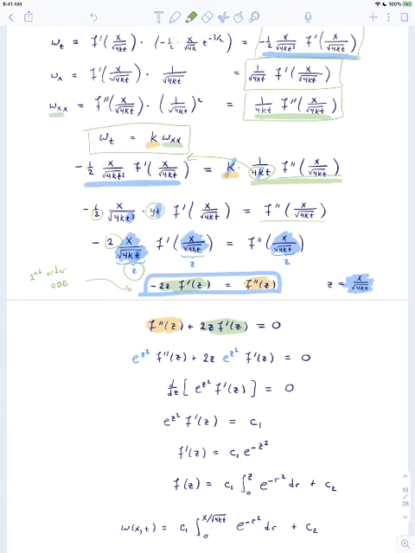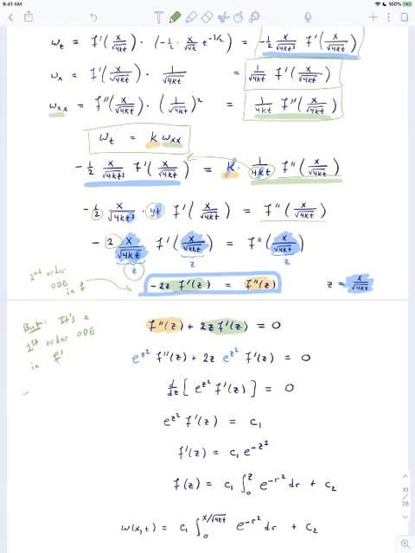So this is a second order ODE. Now, it's second order in f. So it's a second order ODE in f. However, it's a first order ODE in terms of f prime. Notice in this equation here, we have an f prime and an f double prime, but there is no f. So this is a first order ODE in terms of f prime.